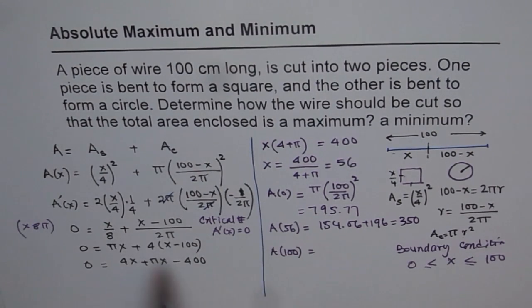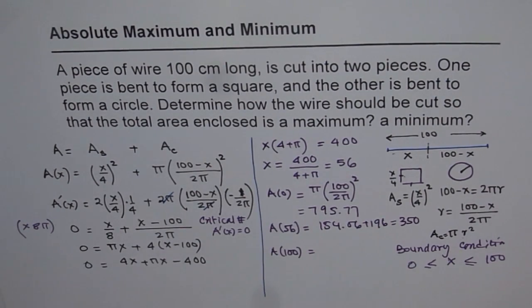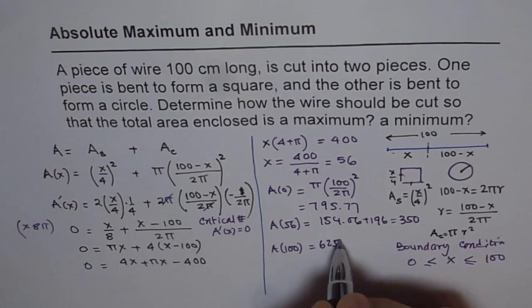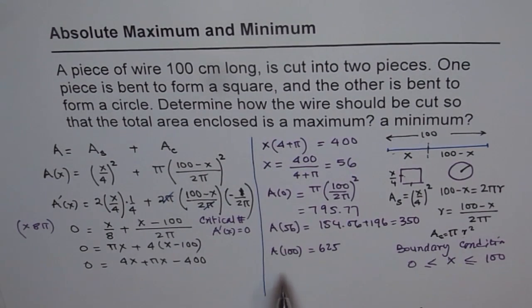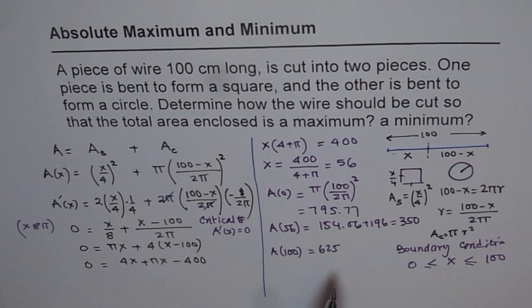Now for A(100), we have to put 100 here. So 100 divided by 4 is 25, and then 25 squared is 625. So let me write 625 here. Now if I put 100 here, then the circle term becomes 0, right? So we get 625 here. So we get these values, correct?